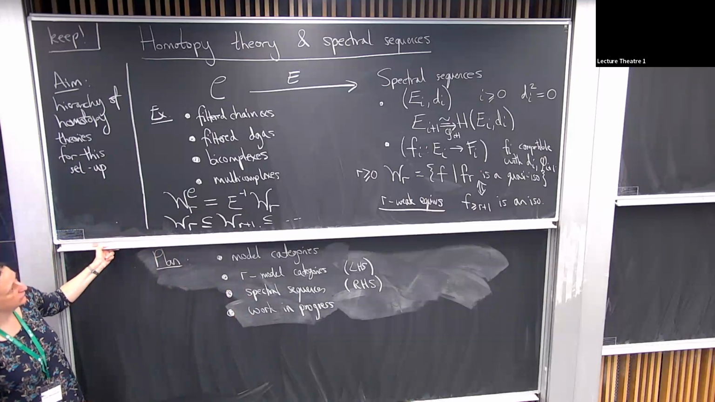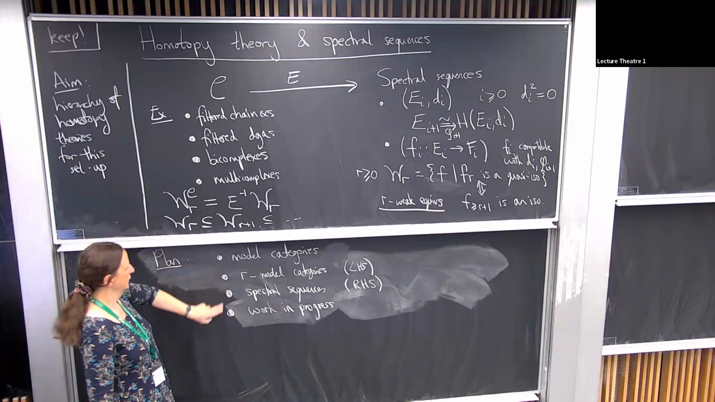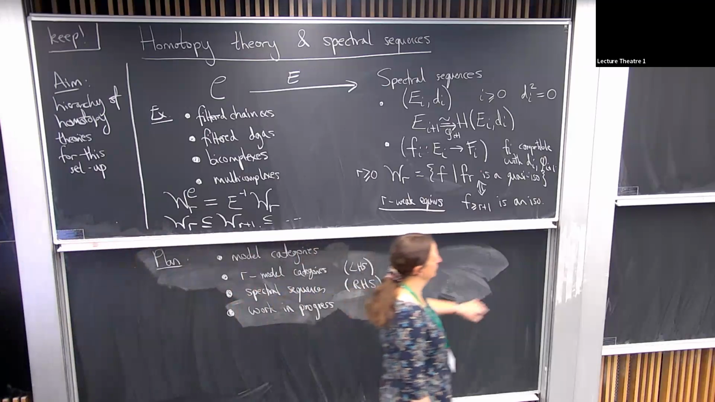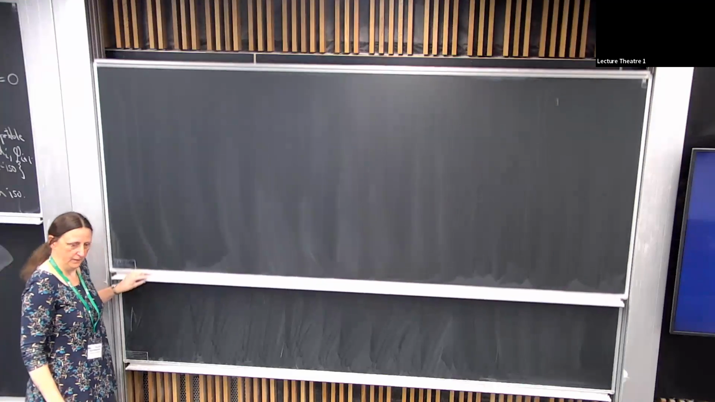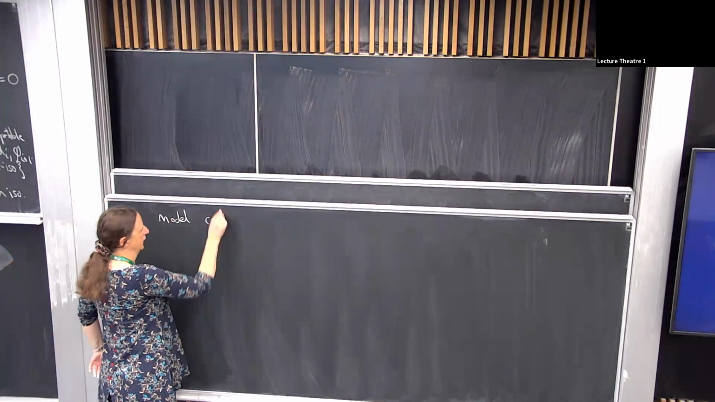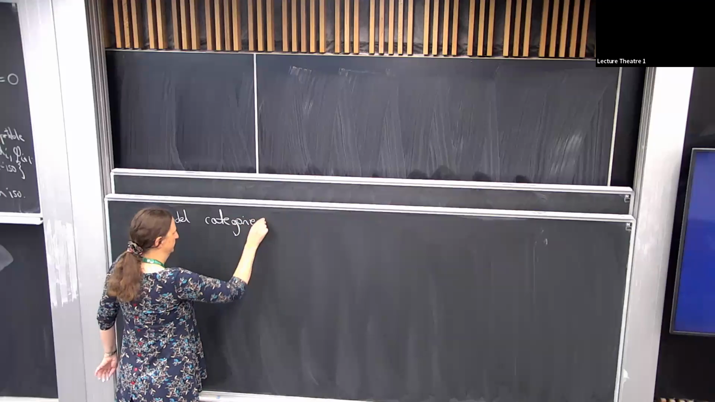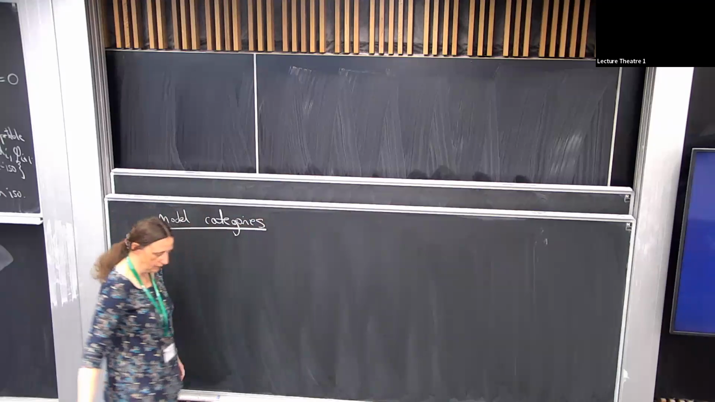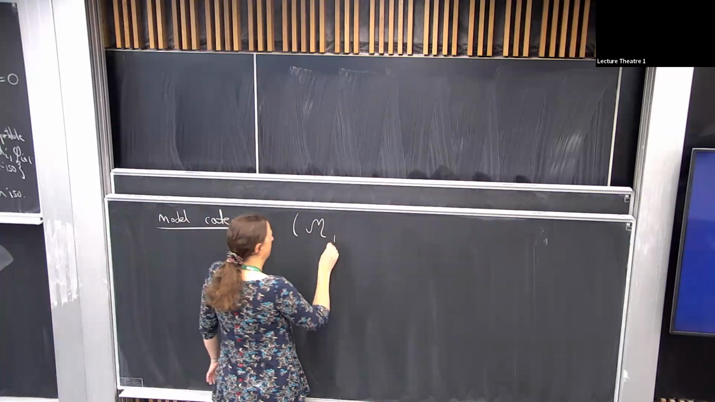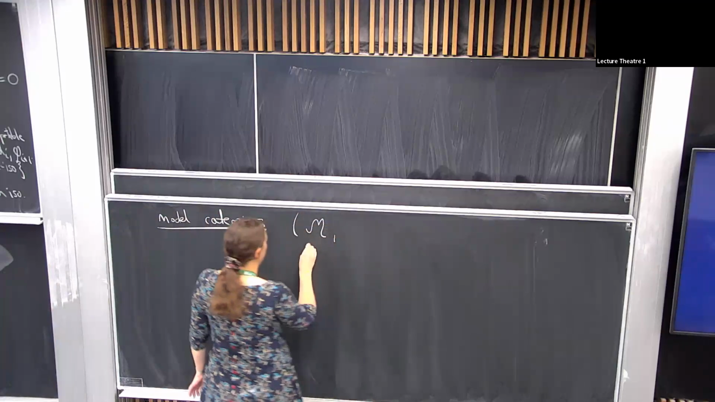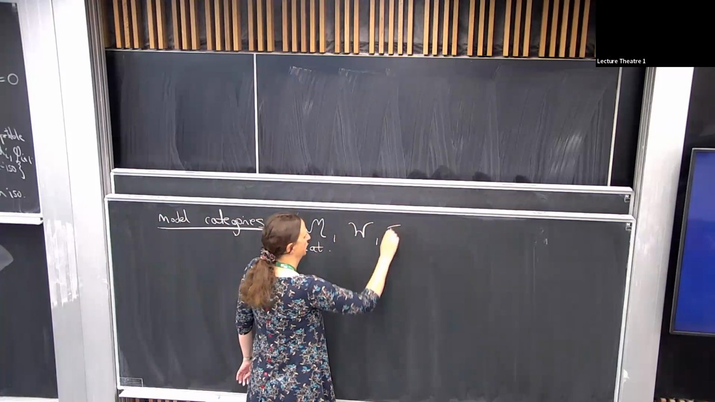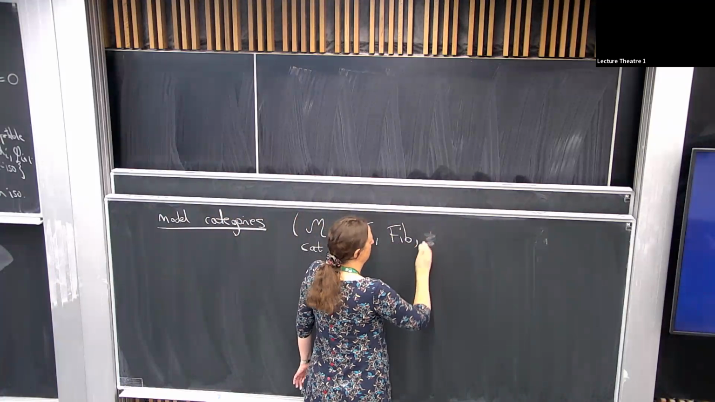Okay, so let me now launch into this plan here. So let's first just say some very general stuff about model categories. So what kind of thing is this? You're supposed to have a category, let's call it M. It's a category, and then you're supposed to have 3 classes of morphism in your category.